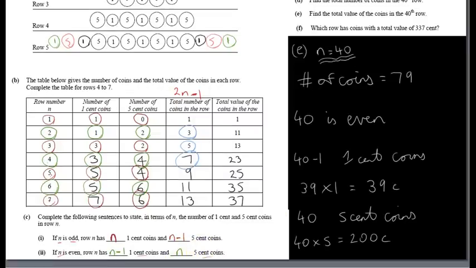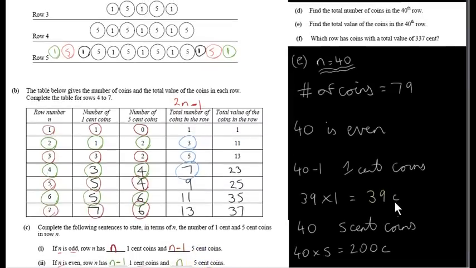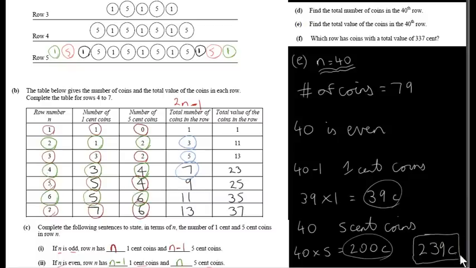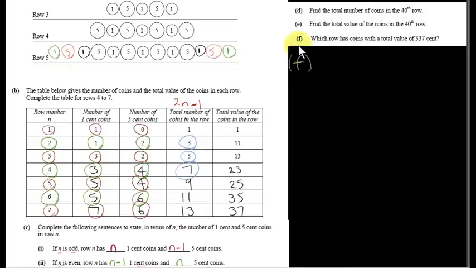So what's the total value? Well, we just add these two numbers together. So the value is 239 cents. So that's the answer to part E. Part F. Which row has coins with a total value of 337 cents?